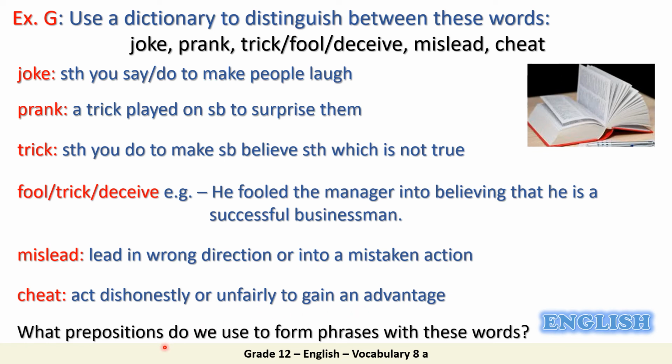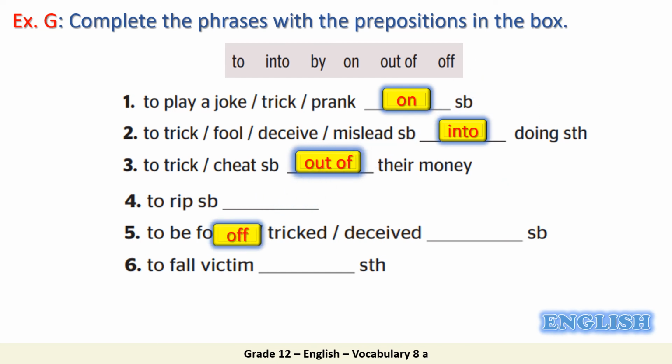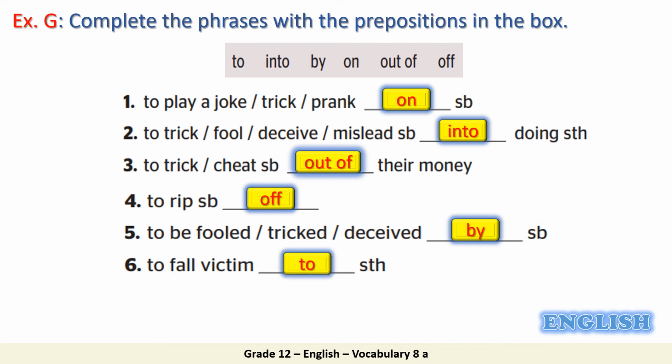Now the question is, what prepositions, similar to the preposition into with fooled, do we use to form phrases with these words? We will answer this question in the coming slide. Complete the phrases with the prepositions in the box. Now pause, take your time, and then come to this feedback. Yes, to play a joke on someone, to mislead someone into doing something, to cheat somebody out of their money, to rip someone off, to be deceived by somebody, to fall victim to something, right?